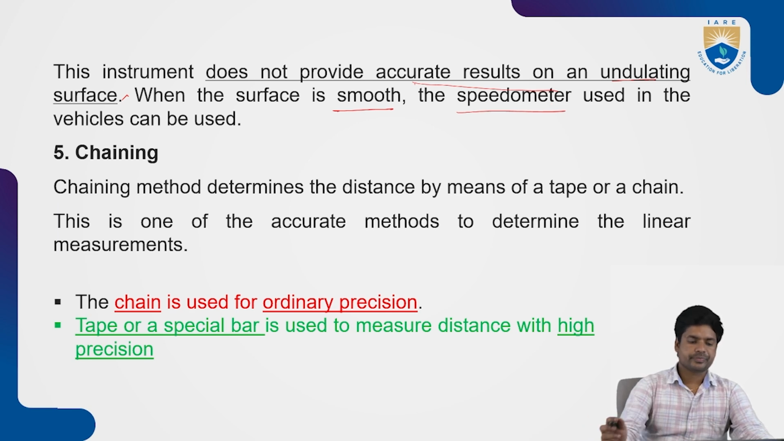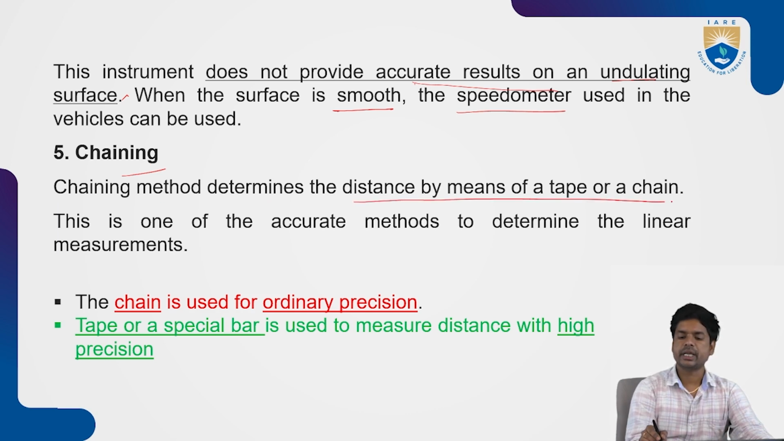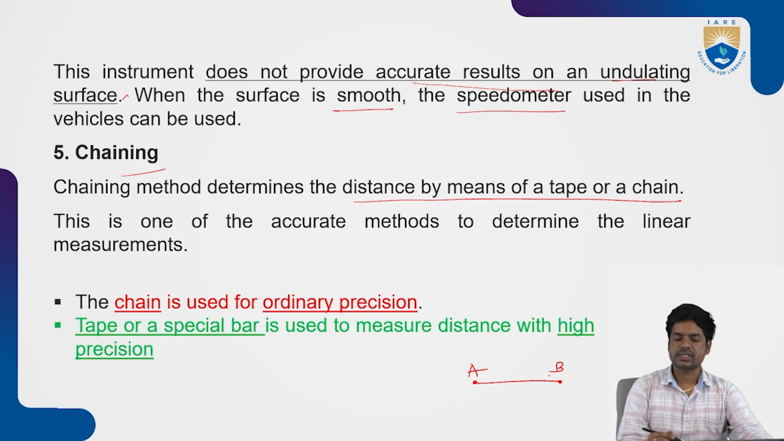Next type of method is chaining. So chaining method determines the distance by means of a tape or chain. So in this also we are going to measure the distances between 2 points, by placing the chain or by placing the tape.